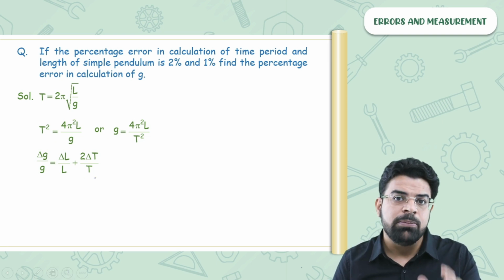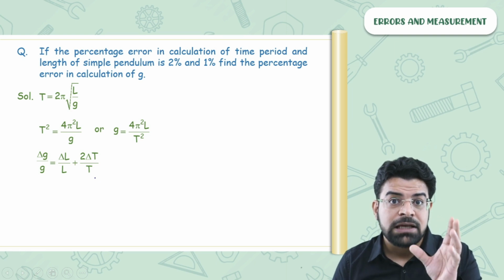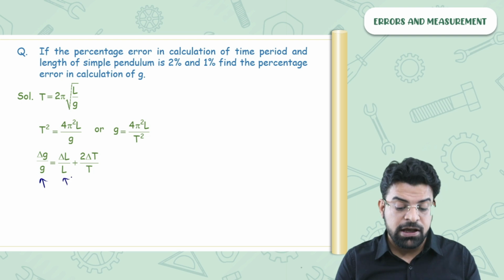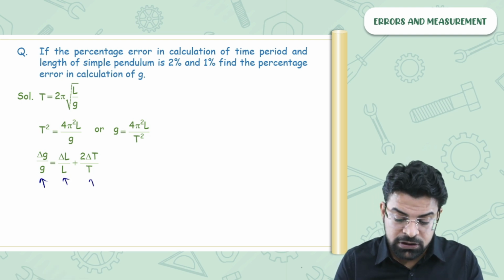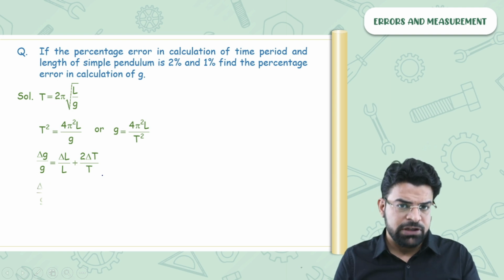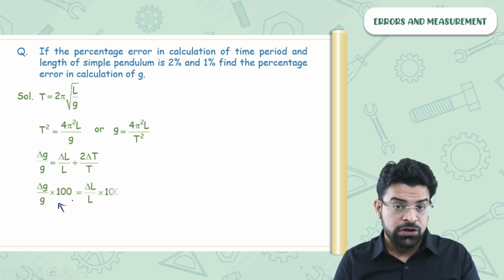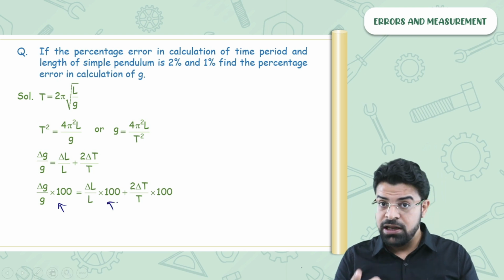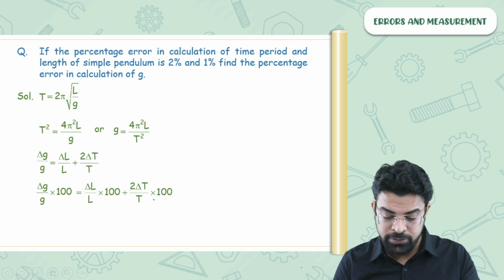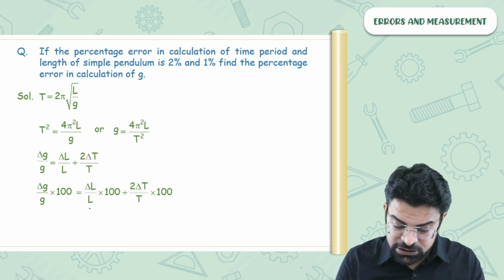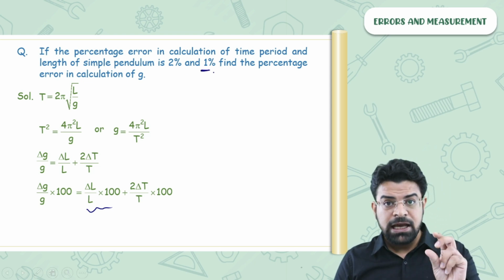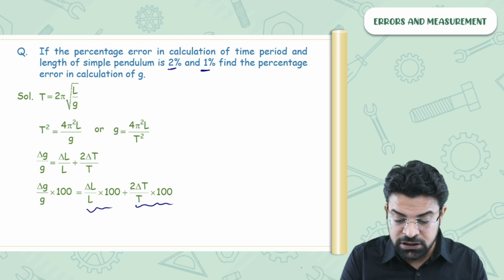Sir, why the plus sign? Because errors always add up. So the relative error in measurement of g equals the relative error in measurement of length plus 2 times the relative error in measurement of time period. If I multiply each term with 100, I get the percentage error in calculation of g equals the percentage error in measurement of length plus 2 times the percentage error in measurement of time period. The percentage error in measurement of length is given to us as 1%, and the percentage error in measurement of time period is given as 2%.